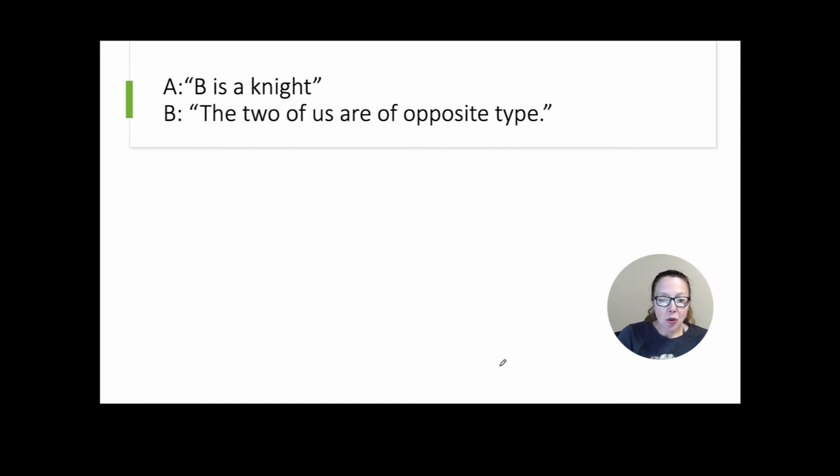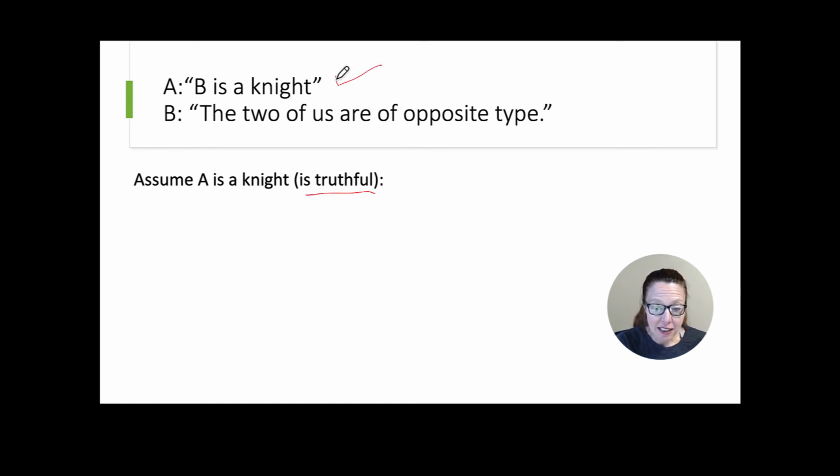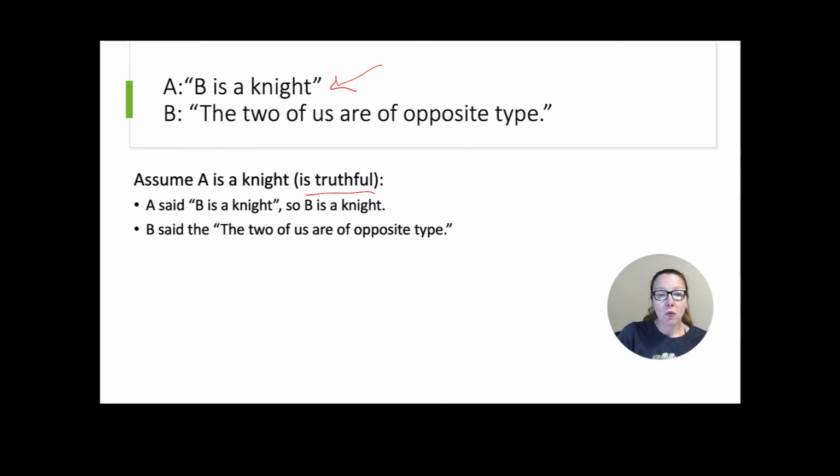Okay, so let's take a look at the possibilities of what could be happening. Well, we'll consider A. A is either a knight or a knave. Let's assume at first that A is a knight, and that means that what he's saying is truthful. B is a knight. If that's true, then what B said must also be true. B said the two of us are of opposite type.